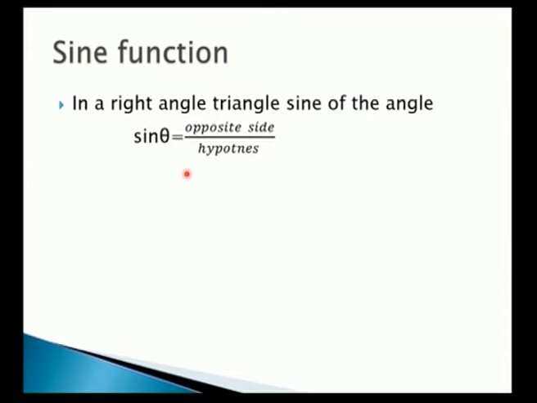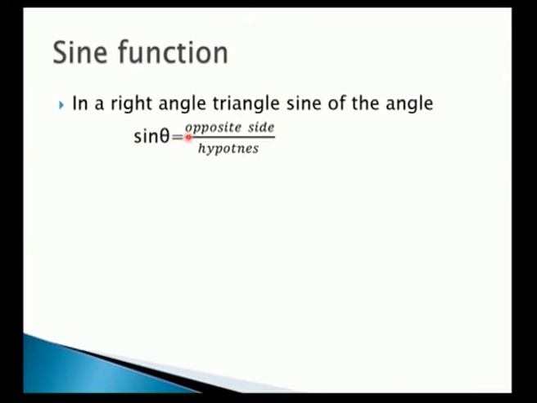Then the side opposite to that angle is assumed as the opposite side. Then the side opposite to the right angle is assumed as the hypotenuse. Then the side adjacent to the considered angle is the adjacent side. Like this, we can get the three different sides in a right angle triangle.